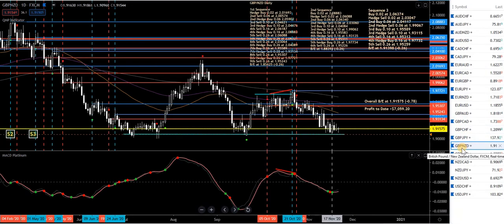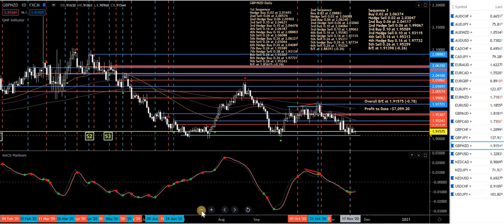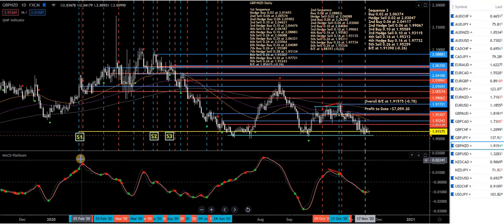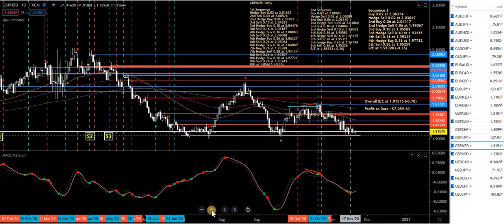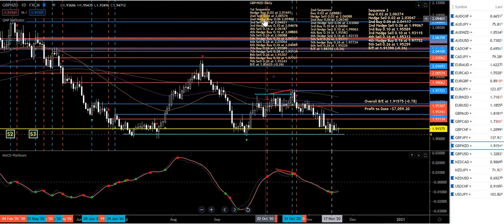Pound New Zealand. Now this is one I am in a little bit of not strife with. So if you look right back here, S1, Sequence 1 is all back in late January this year. So I'm in a lot of trades on this, probably too many trades for my liking. You can see my 1 sequence, 2 sequence, 3 sequence, and there's a lot of trades. Overall, mine is 0.78. Overall break even is right where price is now.